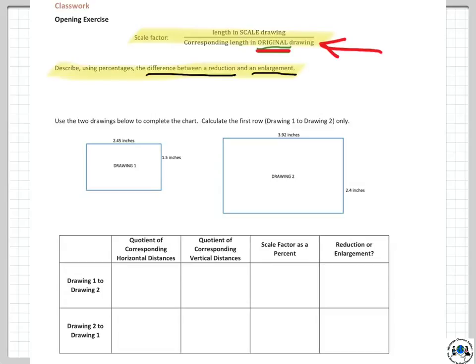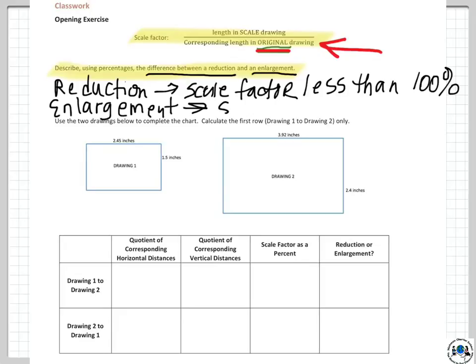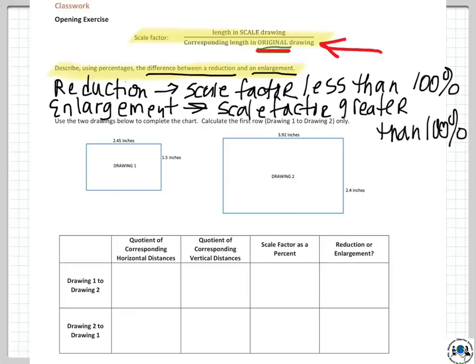So what we're going to do here is describe using percentages the difference between a reduction and an enlargement. That's the first thing we want to do. Seems pretty simple to me. They want you to describe using percentages. So a reduction, scale factor less than 100%. Enlargement, scale factor greater than 100%.